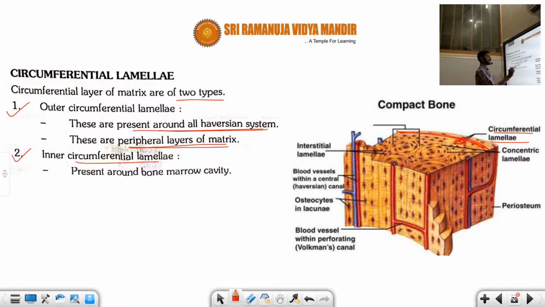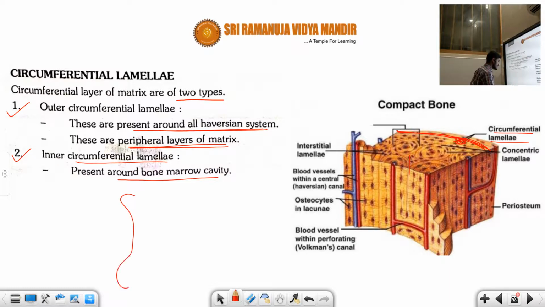And the inner circumferential lamellae is present around the bone marrow cavity. Bone marrow cavity, that means you can see there is a central cavity, students. There is the bone marrow cavity there. So that is about the inner circumferential lamellae.